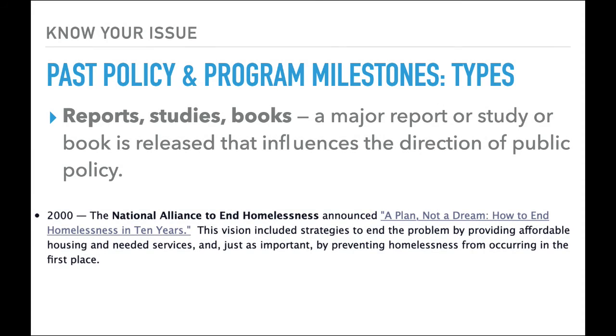Another one might be a significant book, a report, a study. Here, the example is the National Alliance to End Homelessness announced this is a plan, not a dream, how to end homelessness in 10 years. This is their report. This vision included strategies to end the problem by providing affordable housing and needed services, and just as important, by preventing homelessness from occurring in the first place. So there you see an ideal entry. You have a year, the name of the organization, a link, in this case, to the report. So you don't need an extra footnote because you're linking straight to the source, and a one-sentence description so that the reader doesn't just have to guess why that's a significant item.